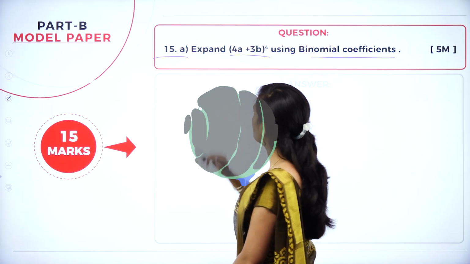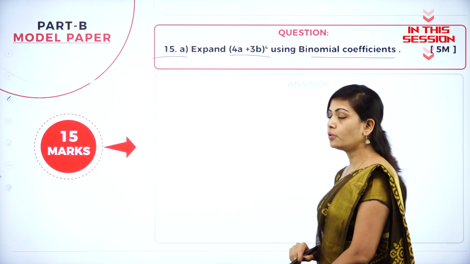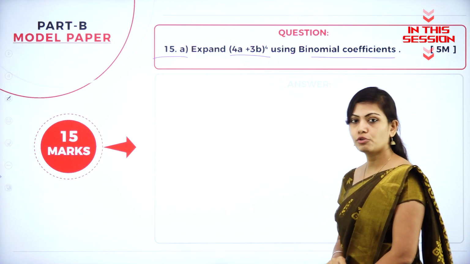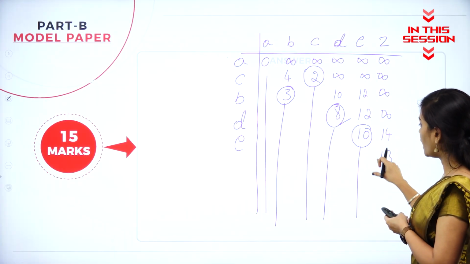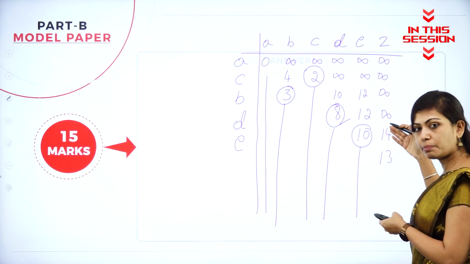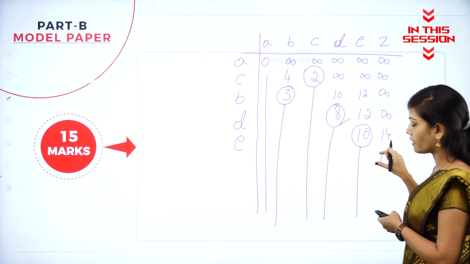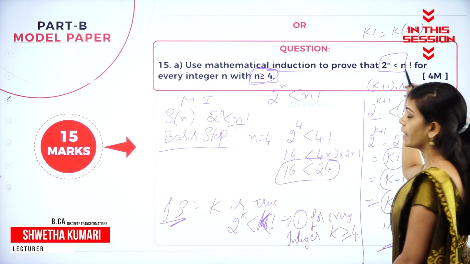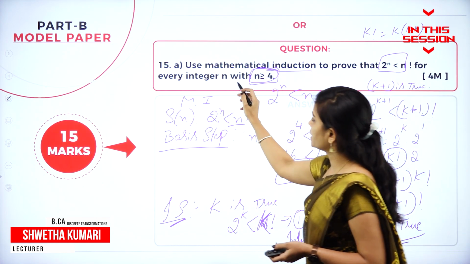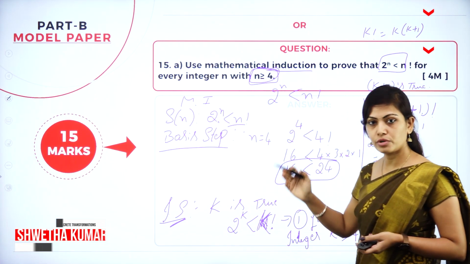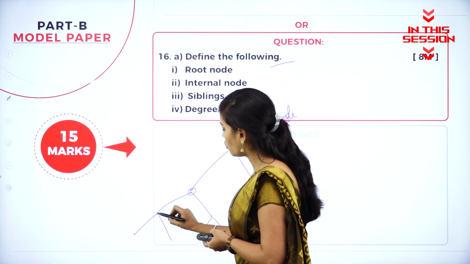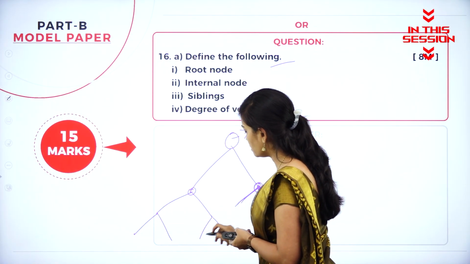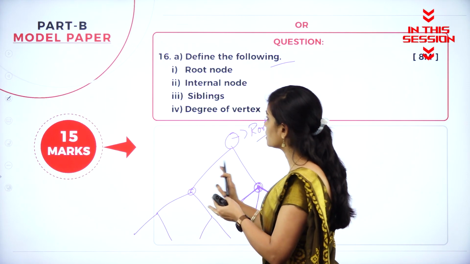So expand the term 4a plus 3b power 4 by using binomial coefficients. If you get the path value is least compared to the previous value, you have to write the least value only. So here 2 power n is greater than n factorial for every integer n greater than or equal to 4. This is a parent node for these two child and these two child. So this is called as internal node.